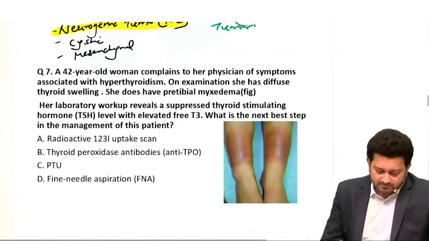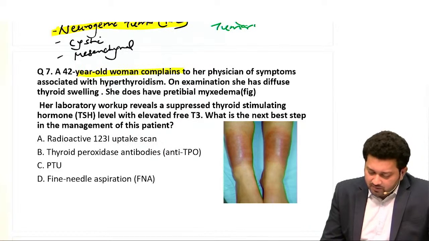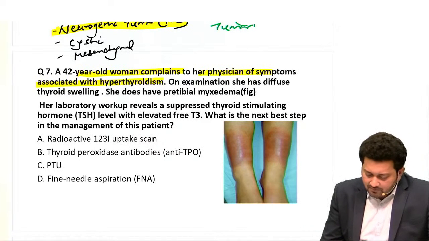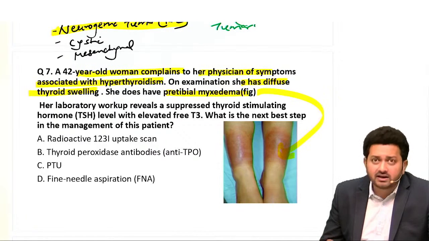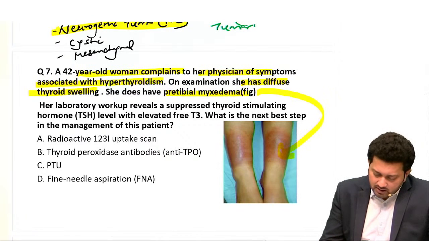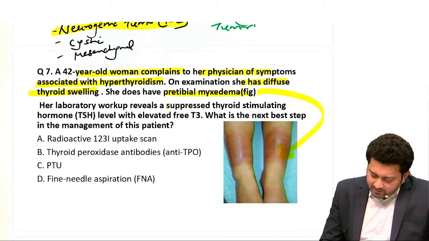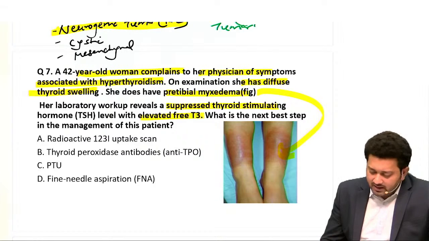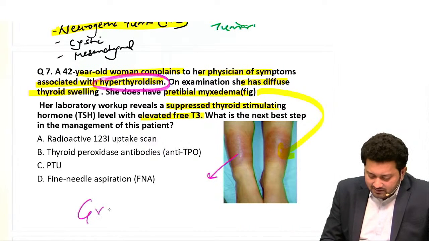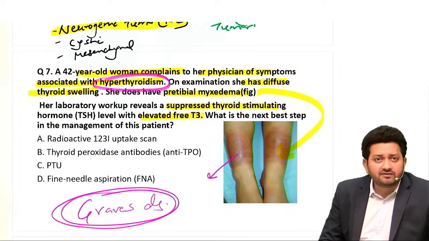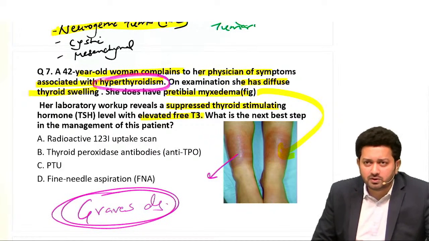Okay, next question. A 42-year-old female with hyperthyroidism, diffuse thyroid swelling, pretibial myxedema as shown in the figure, suppressed TSH and elevated T3. So what is your overall diagnosis? Pretibial myxedema, diffuse thyroid swelling, hyperthyroidism, very classical Graves. So this is Graves disease, which is an autoimmune disease.